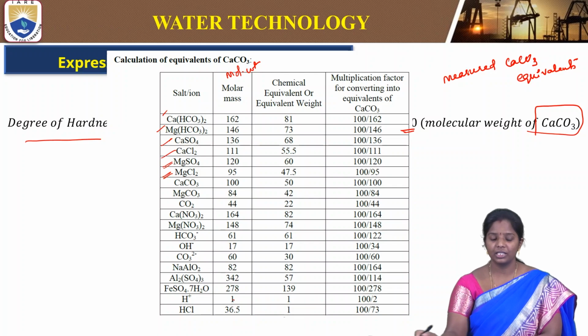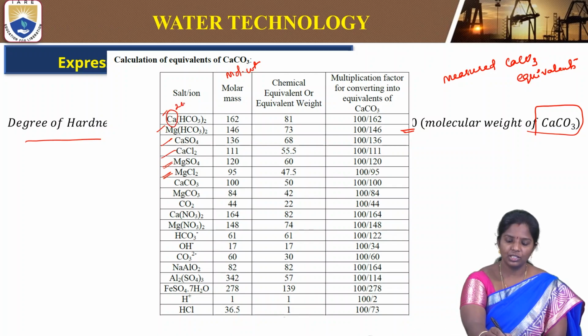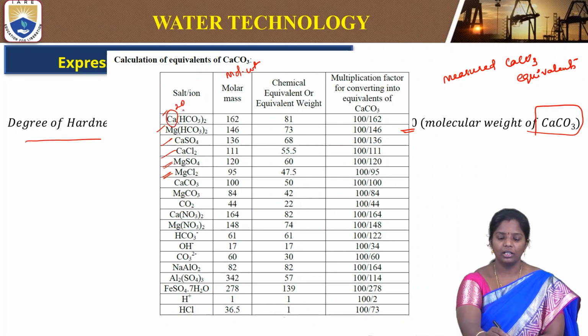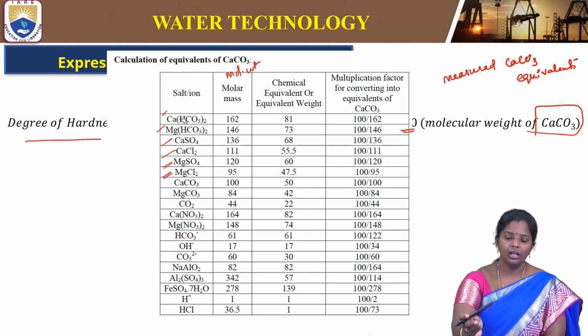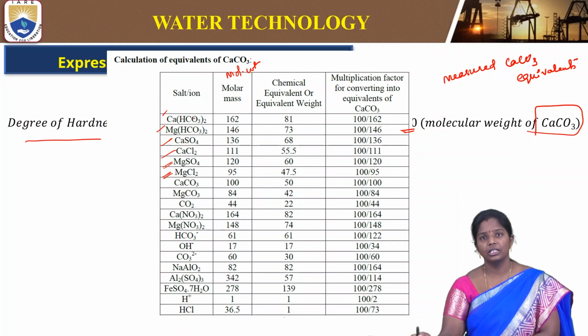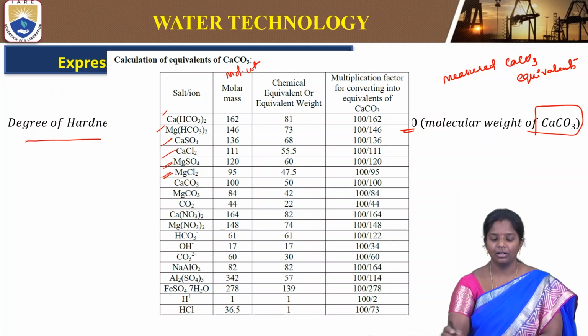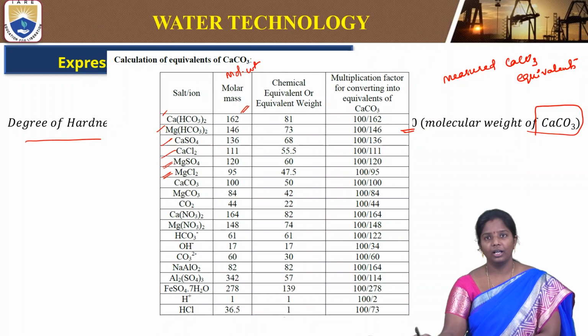How is the molecular weight calculated? For example, calcium, it is 20. So we will be taking its atomic weight and then adding the hydrogen, carbon, and oxygen atomic weights, and ultimately we get the molecular weight.